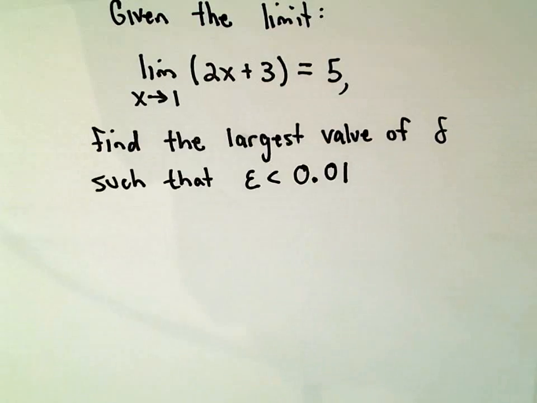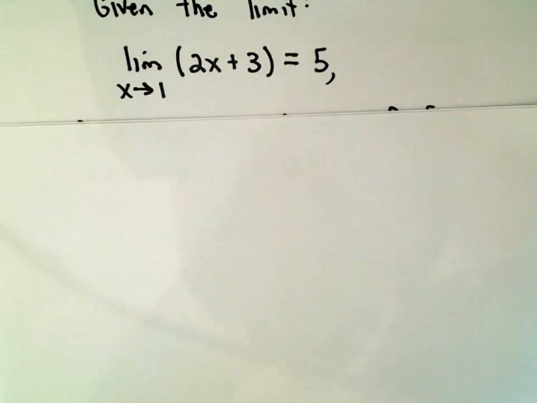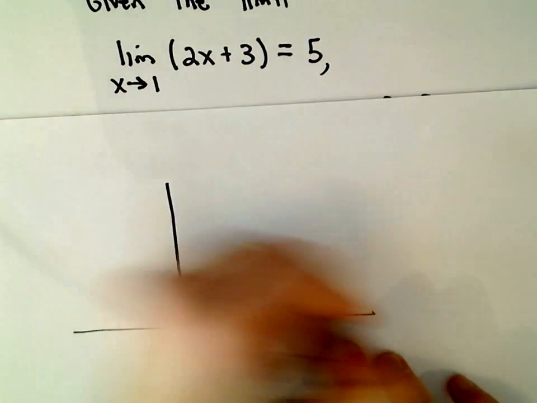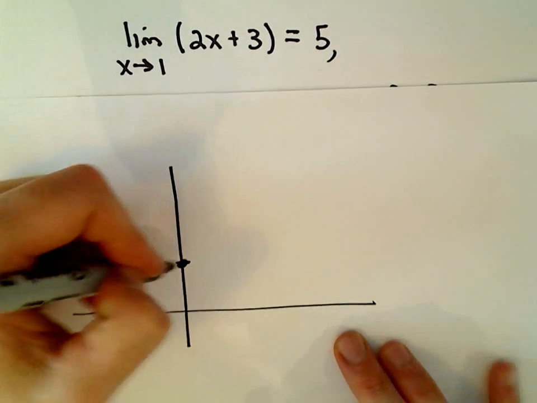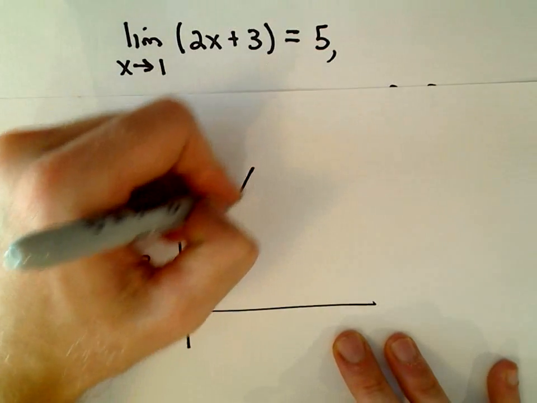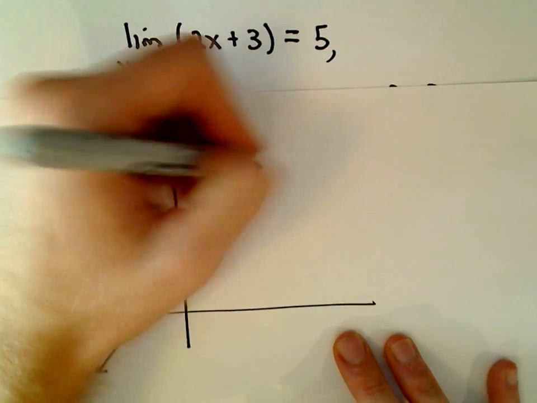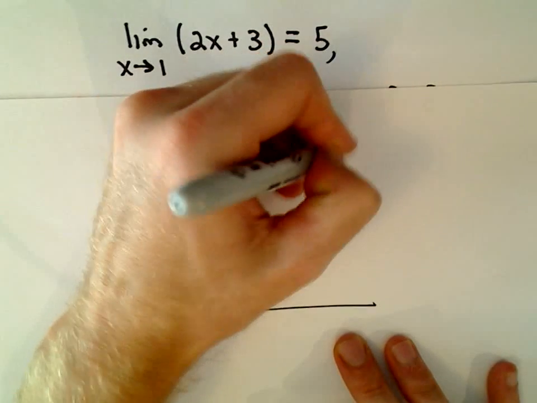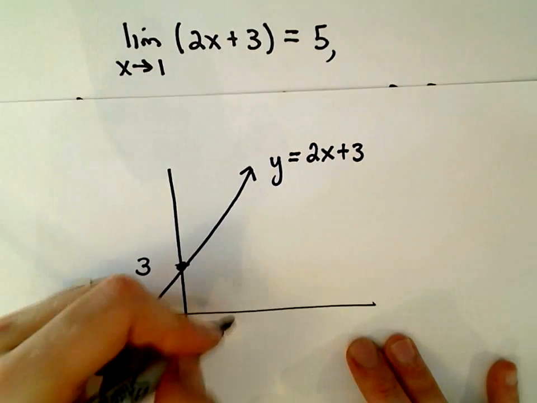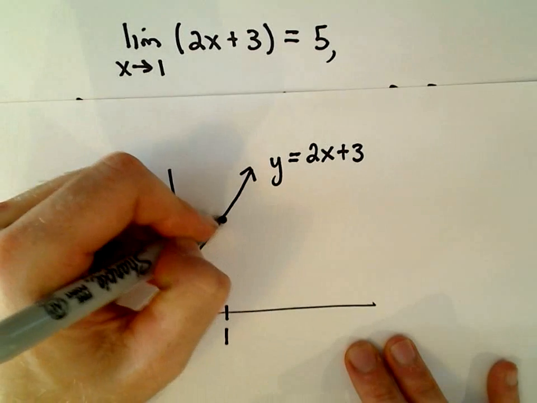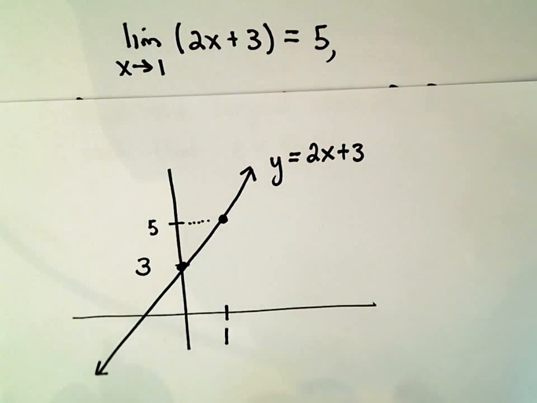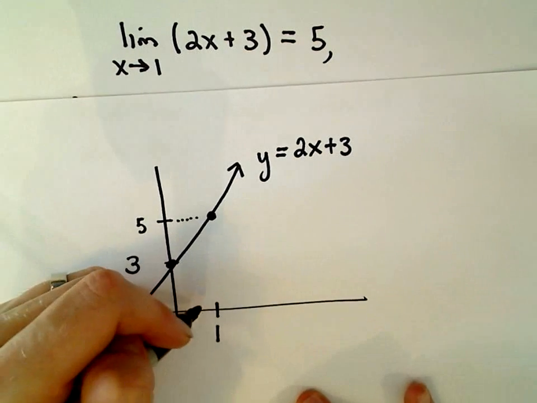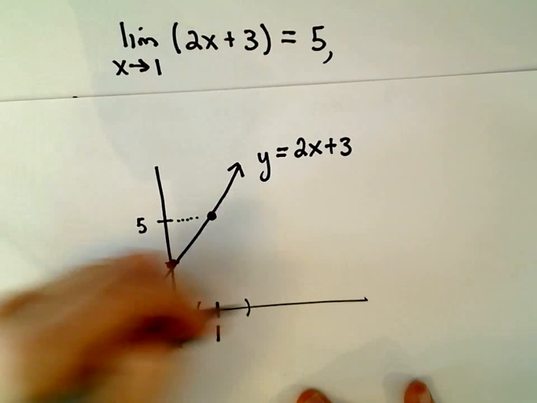Let's graph y equals 2x plus 3. It's just a line with a y-intercept of 3 and a slope of 2. There's y equals 2x plus 3. And as x approaches 1, notice that the y values get closer and closer to the value of 5. What we want to do is find some interval around the number 1.